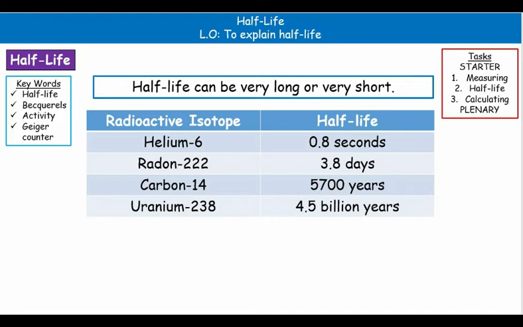So very clever. And then the last one on there, uranium-238, has a little bit longer half-life of 4.5 billion years. So we can see there from 0.8 seconds to 4.5 billion years, we've got quite a range of half-lives depending on the isotope we've got.